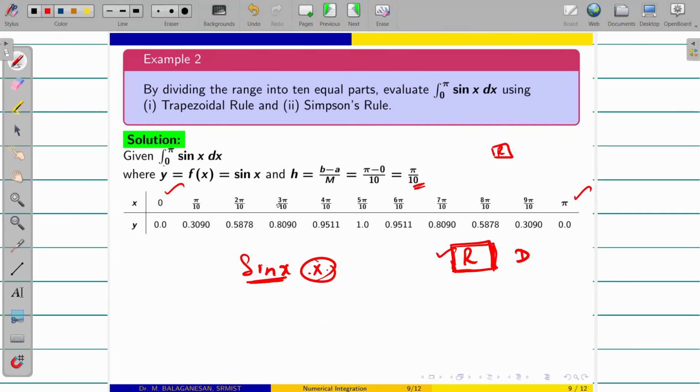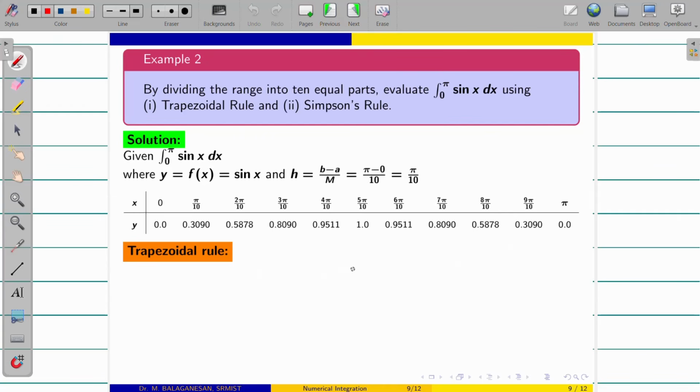Particularly here, if you're getting trigonometric functions, you should check before solving the problem whether it is in radian mode or not. Suppose it is in degree mode and you're solving the trigonometric one, and you're giving radian values like pi by 10, 2 pi by 10, where pi value is a radian. If you're giving like that, you will get a wrong result. You won't get the correct answer. You should take utmost care here, right?